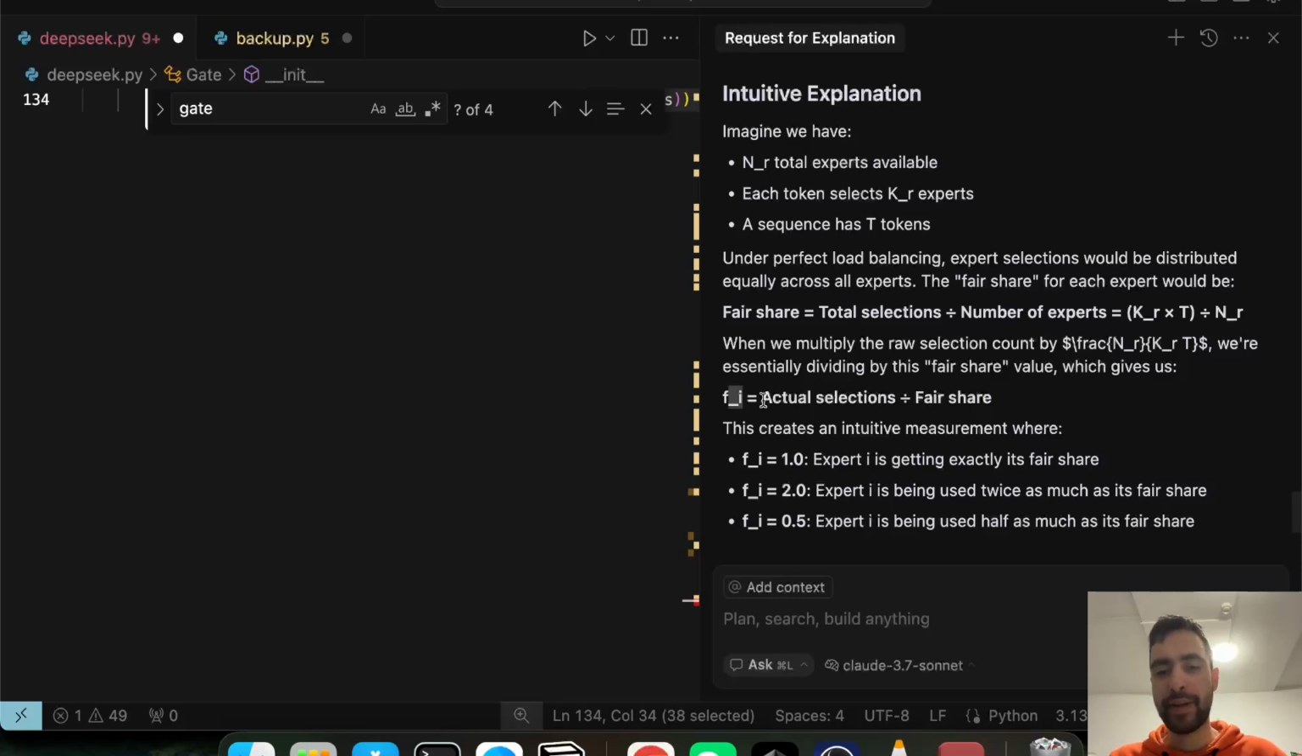So f_i is going to be actual selections over fair share. What this means is if f_i is 1, expert i is getting exactly its fair share of selections, how many times it should be selected. Everything is divided equally then. But if f_i is 2, then expert i is being used twice as much as its fair share. So f_i will show how much more expert i is being selected than in a perfectly balanced situation where each expert is selected an equal number of times.